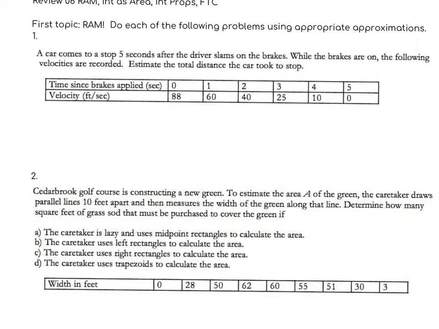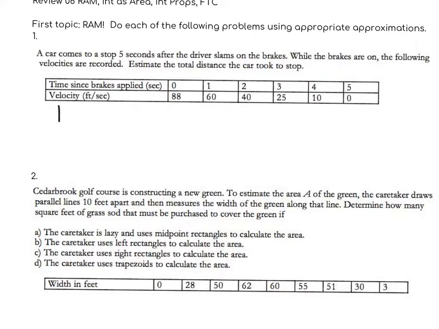So a car comes to a stop 5 seconds after slamming on the brakes, and the velocities are recorded. Total distance. So we're talking about the area of velocity, which is total distance. It says to use appropriate approximations. It doesn't tell me which one to use. So I could do right, left, midpoint, trapezoidal, anything I want for this.